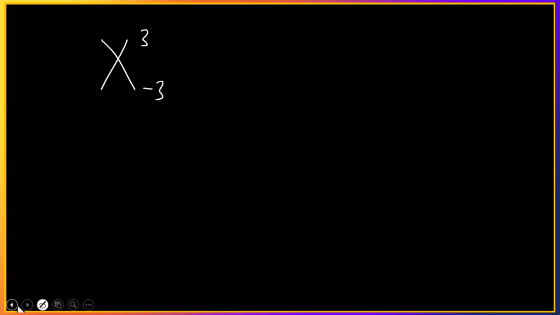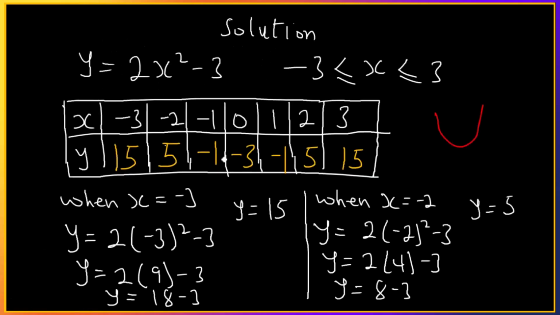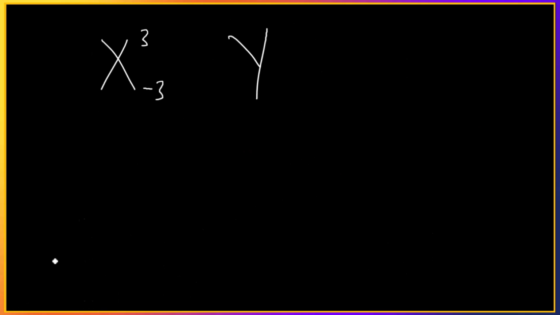Now let's move on to the range of y. So the smaller value for y is negative 3, and then the bigger value or the biggest value for y is 15. So let's write them here, negative 3, 15.